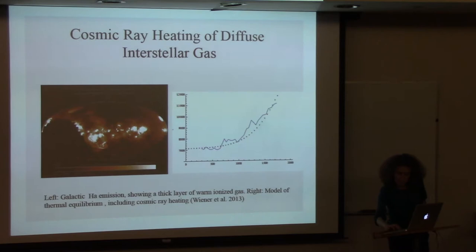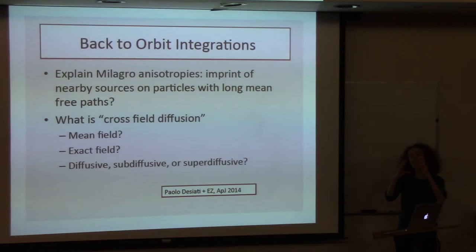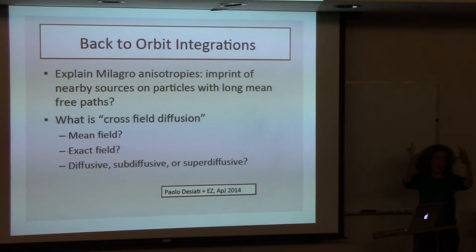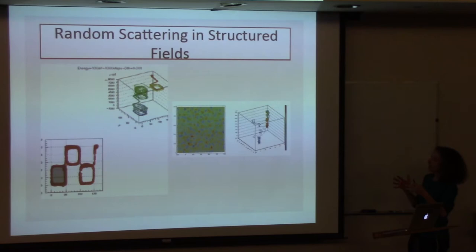I want to show you a little bit of what we did with cross-field diffusion. Cross-field diffusion is important in any situation like AGN bubbles, the Fermi bubbles, where you have a sharp boundary in the cosmic ray distribution. So how do cosmic rays actually cross magnetic field lines? We made some very simple models which combine inhomogeneous magnetic fields with the high frequency scattering that we think happens as a result of these instabilities.